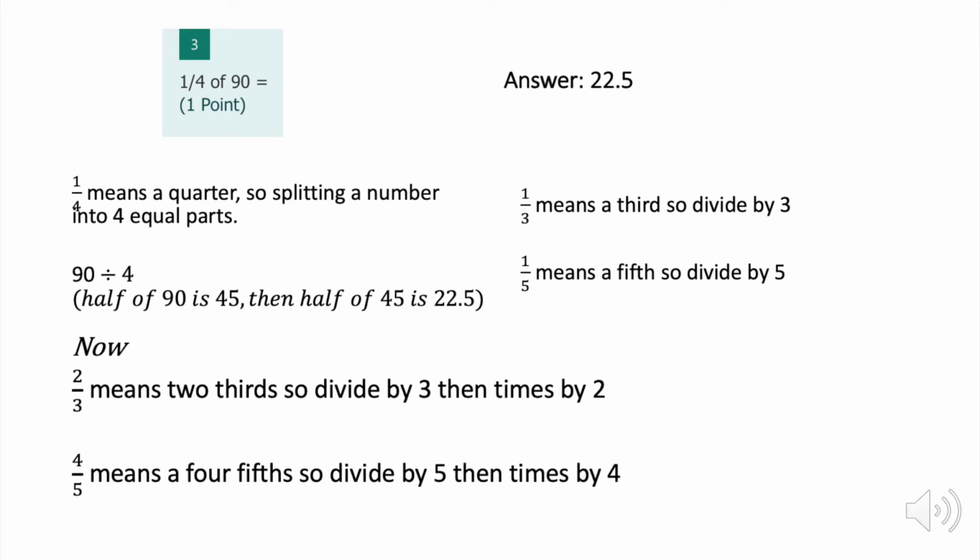So here we've got fractions, fractions of an amount. So 1 over 4 means a quarter. Simply divide the number by 4. 1 over 3 would mean a third. You divide by 3. 1 over 5 means a fifth. Divide by 5. If it says 2 over 3, that's 2/3, divide by 3, then times by 2. And similarly, 4 over 5 means 4/5, divide by 5, and then times by 4.